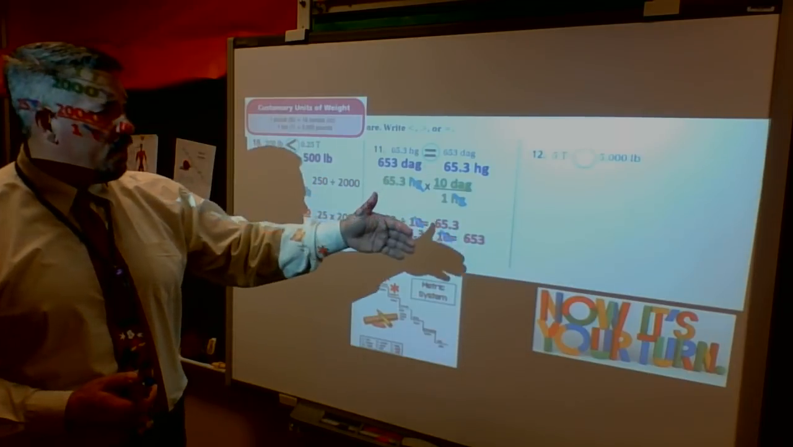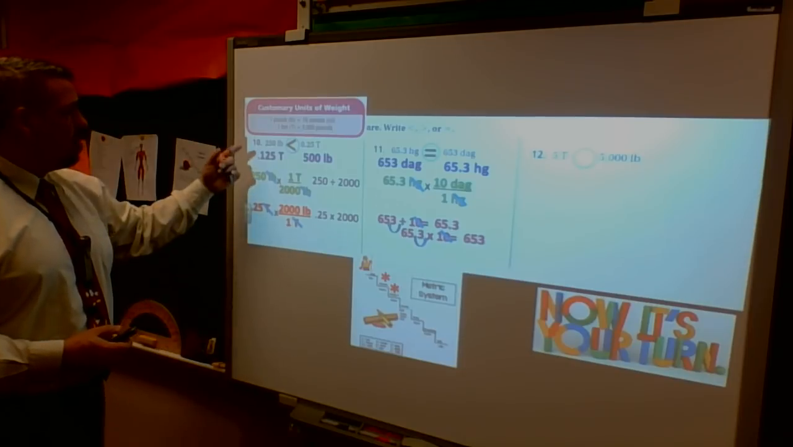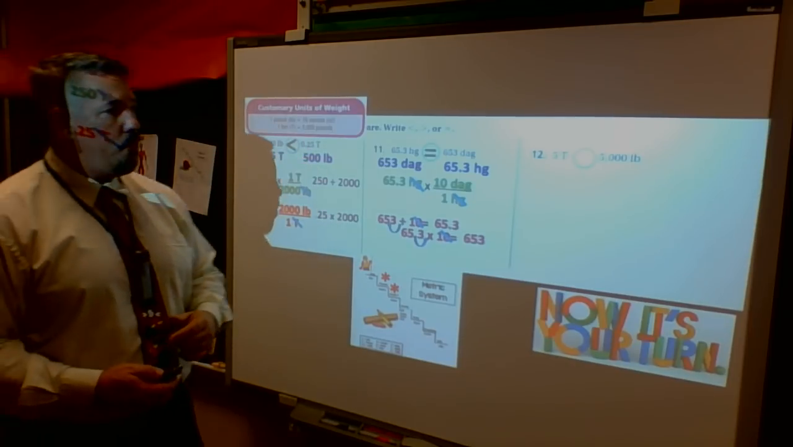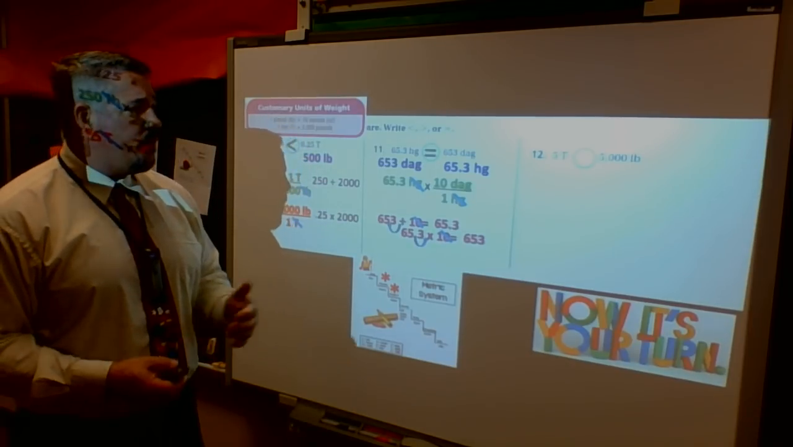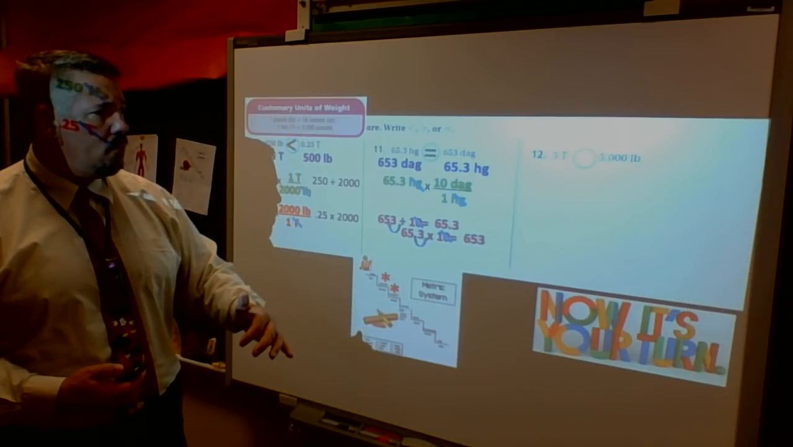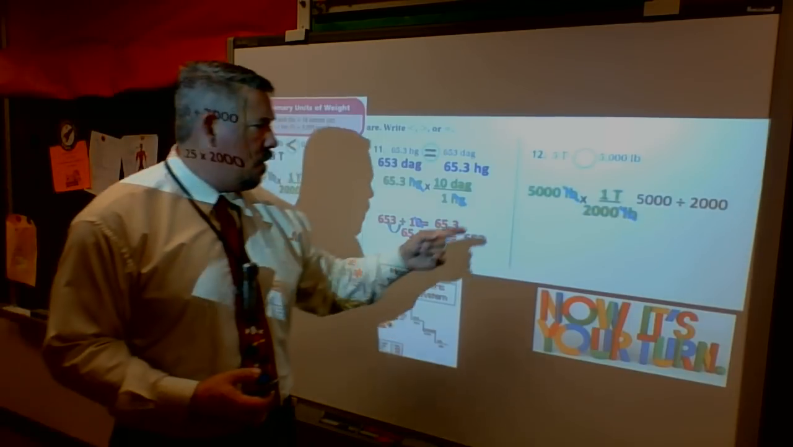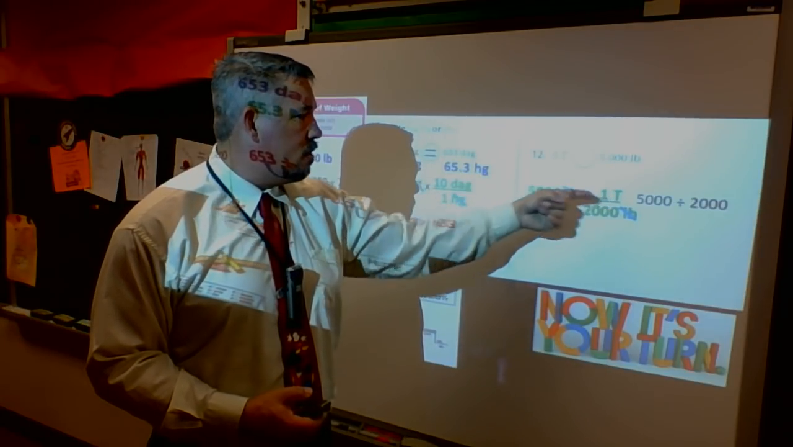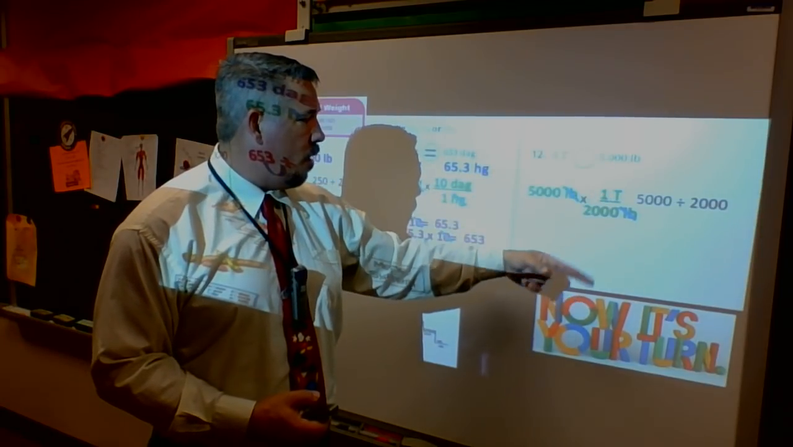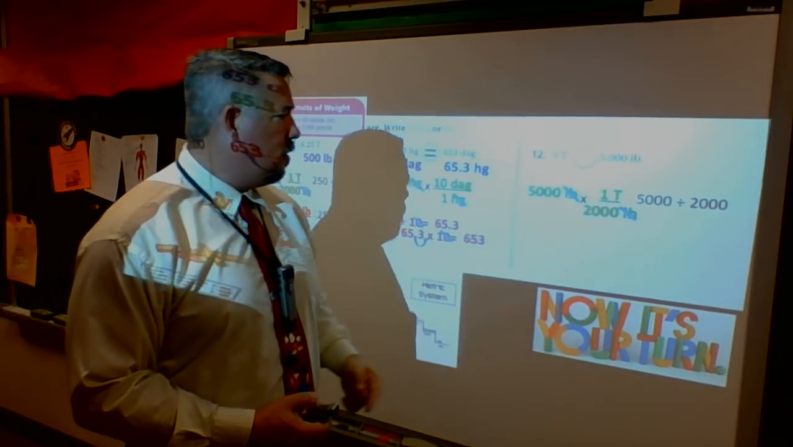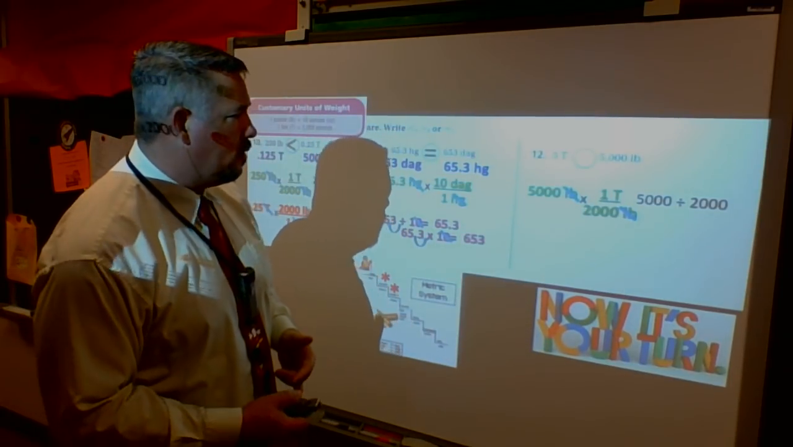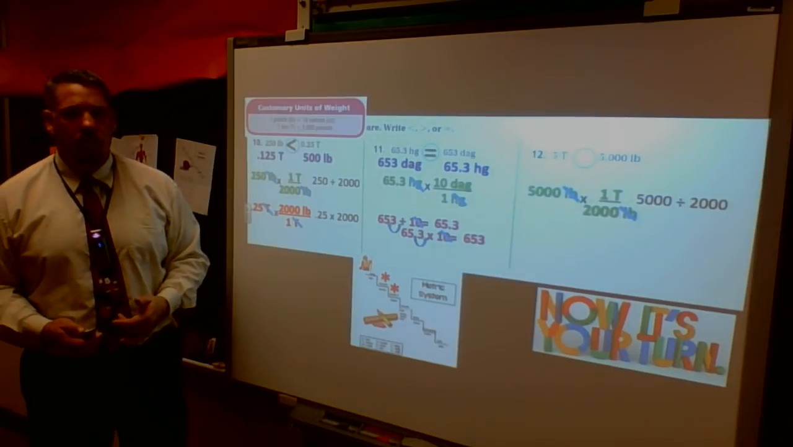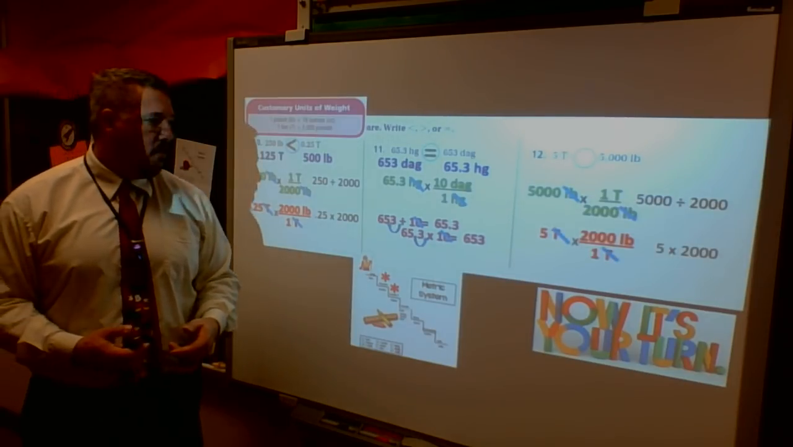Well, then I go at number 12. I'm going to have a tons to a pound problem once again. 5 tons to 5,000 pounds. Well, if I go from 5,000 pounds, starting that on top, and I'm going to tons, it has to go on top. I have 5 divided by 2,000. Well, 5,000 divided by 2,000 is not going to give me 5.